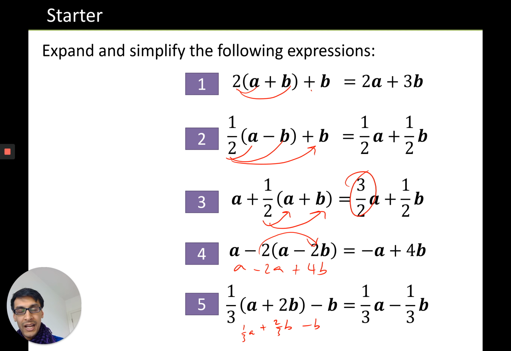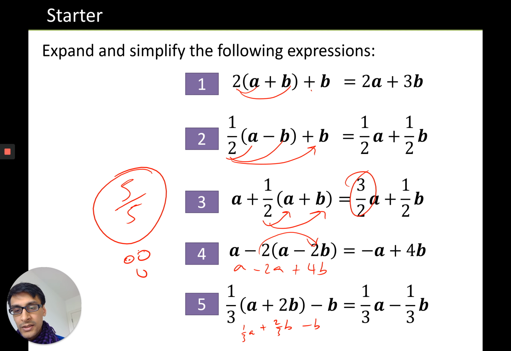Give yourself a mark out of 5, and then when you upload the work, just put a little sign of what you got. If you got 5 out of 5, maybe you can just do a little smiley face.